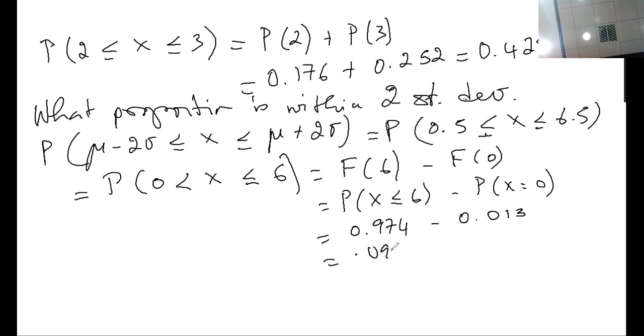This is about 0.9, I'm sorry, it's 0.96. So this makes about 96% of values within 2 standard deviations from the mean. If you remember the Chebyshev theorem, will this be consistent with the Chebyshev theorem?